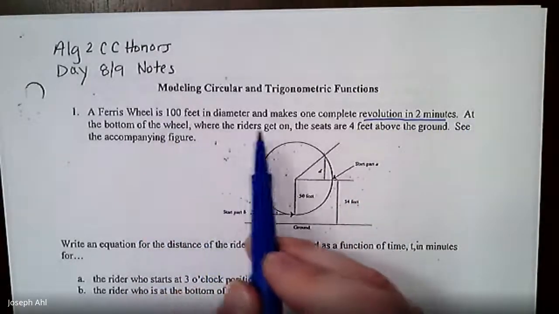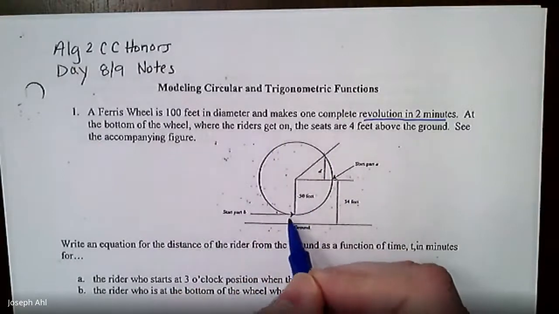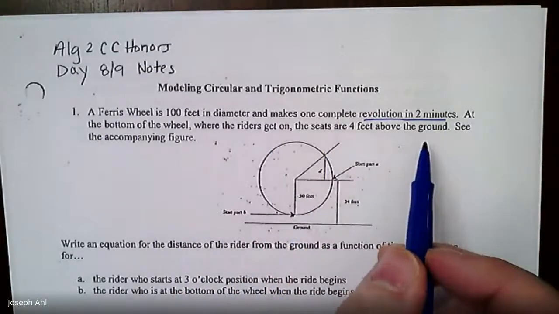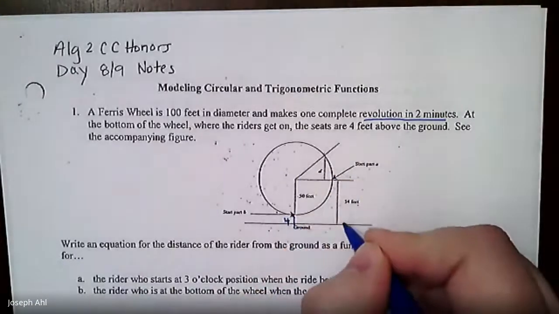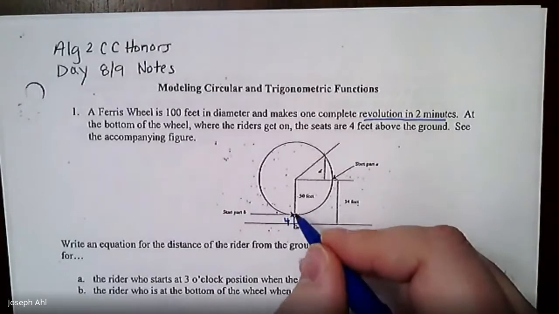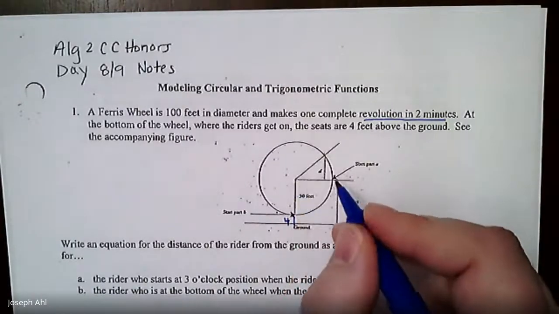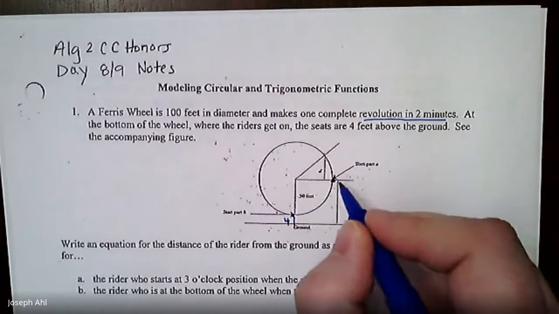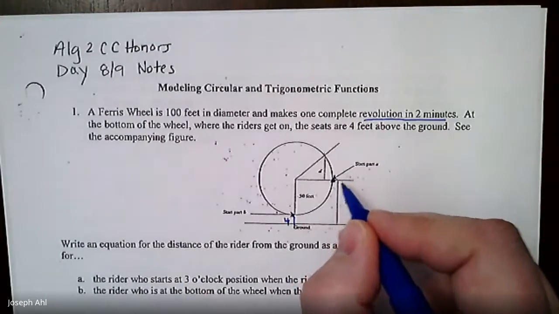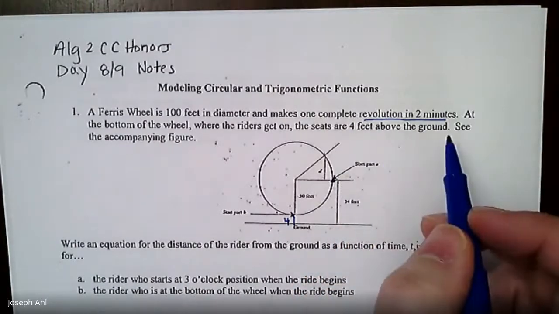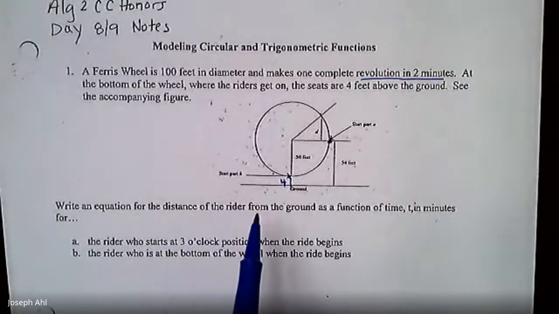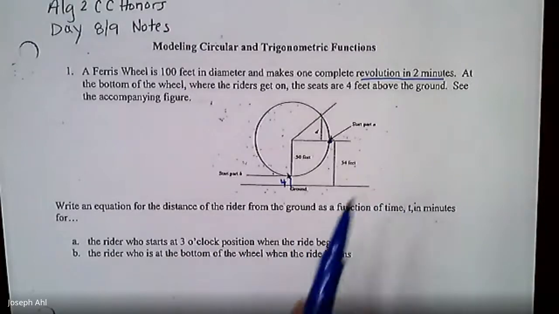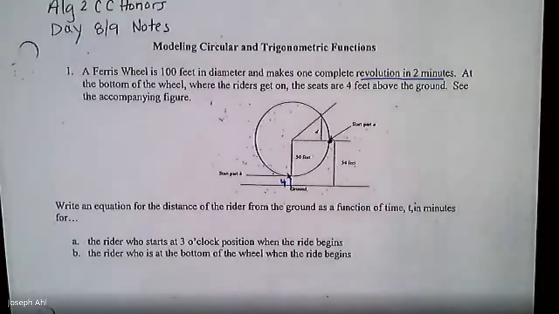At the bottom of the wheel where the rider gets on, so the person's getting on right here, the seats are 4 feet above the ground. So this distance right here is 4 feet. Therefore, it makes sense that this label over here would be 4 plus the radius of 50. If somebody's right here, and I don't know if you can tell, but there's actually a person sitting there, that would be a height of 54 feet. So we want to write an equation for the distance that the rider is from the ground as a function of time as this ride goes on for one cycle. We'll go around once in 2 minutes.